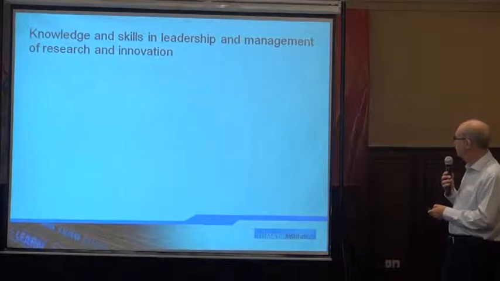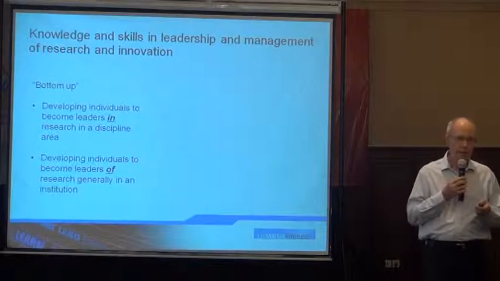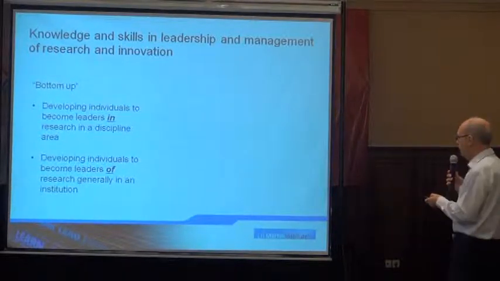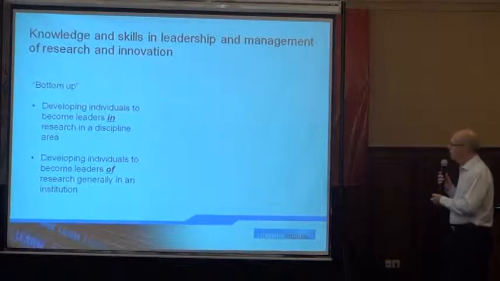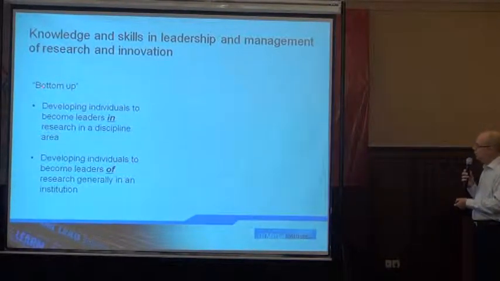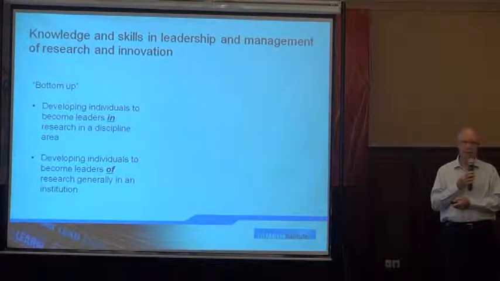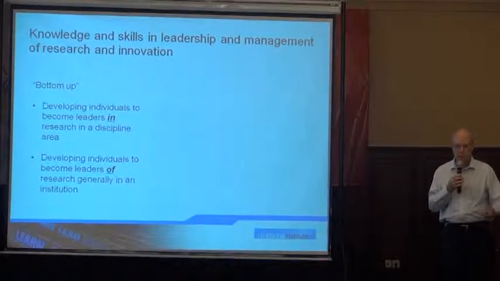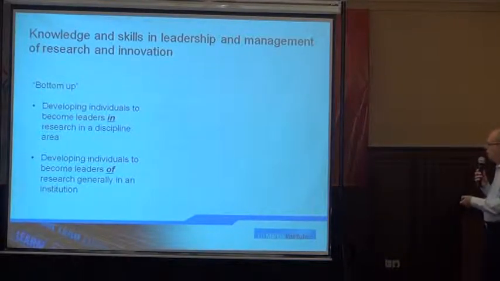So knowledge and skills. There are different ways of thinking about this. We can think about it from a bottom-up perspective. In other words, what do we need to do? In order to improve research and innovation, what do we need to do? We need to develop the individuals to become leaders in research in a discipline area. And in a sense, that's what we've been discussing over the last 2 days. This is the process of building your capacity to do research, okay? And then what do you do from there? Well, you become an individual who becomes a leader of research generally in an institution.